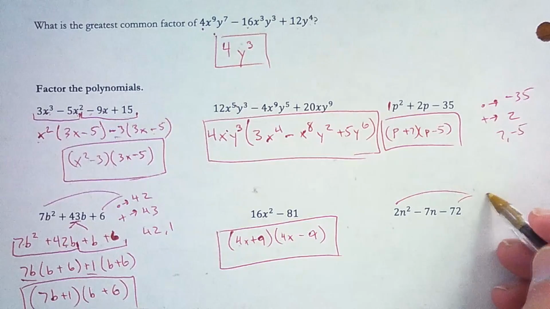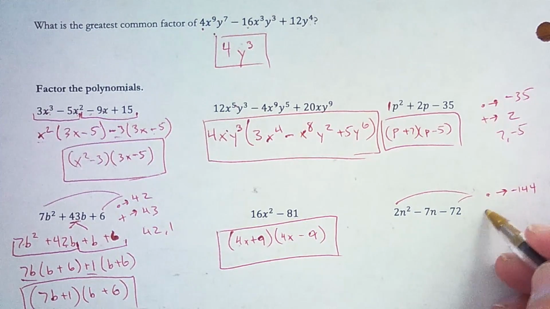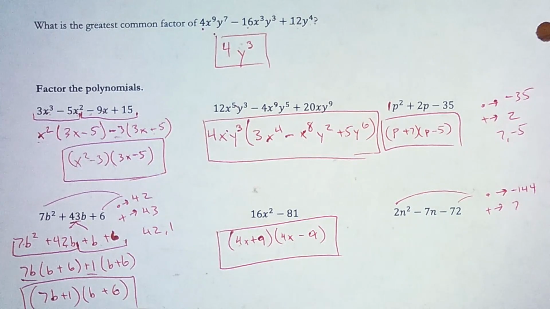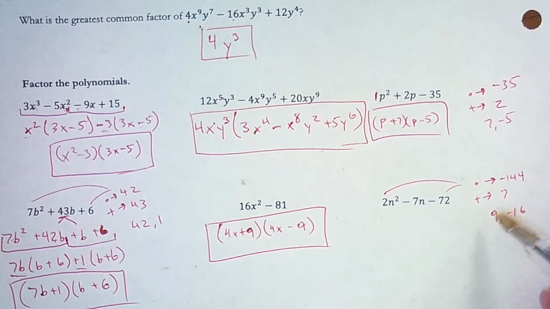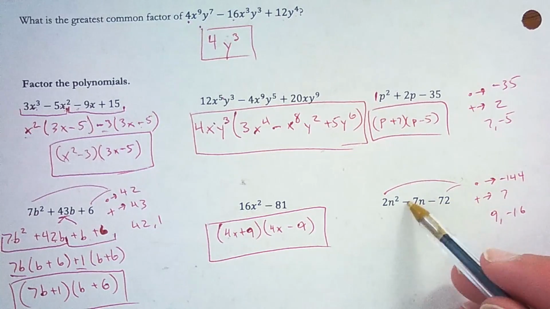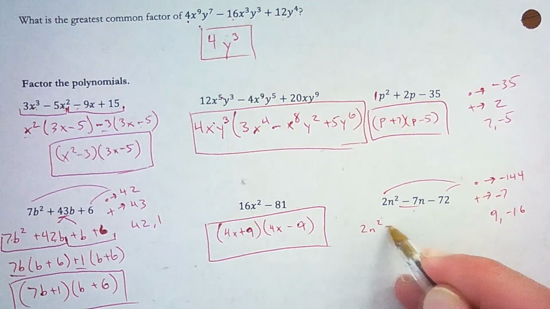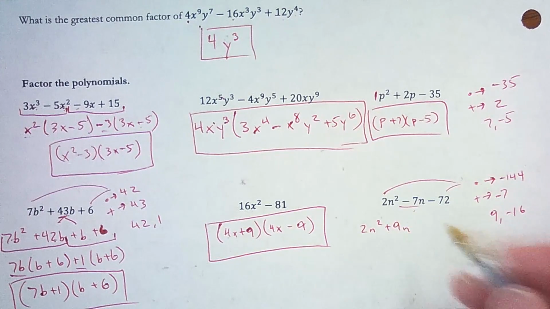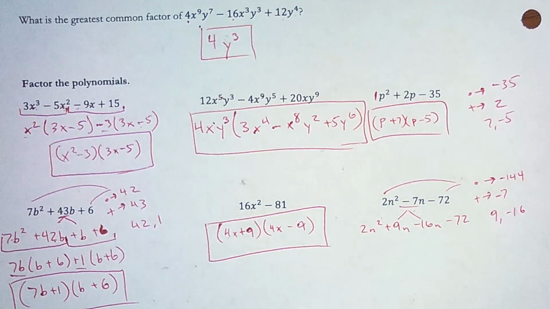2 times negative 72 is negative 144, so I'm looking for two numbers that multiply to negative 144 and add up to negative 7. Those numbers are going to be 9 and negative 16. 9 times negative 16 is negative 144, and 9 plus negative 16 is negative 7. So this negative 7 is going to get split. So I've got 2n squared plus 9n minus 16n minus 72. So negative 7 just became 9 minus 16.